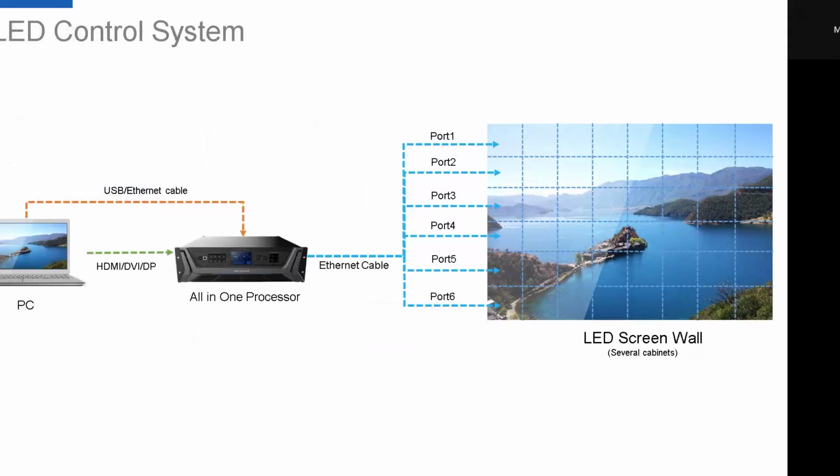Since the all-in-one processor has the scanning function and also the video processing function, we do not need a video processor in this system. So the PC, the video source, is directly connected to the all-in-one processor, and then goes to your LED screen. From the system structure, we can easily know the source recognition problems are related to the PC, the video cable, and the all-in-one processor itself.